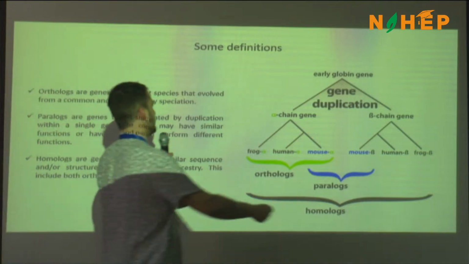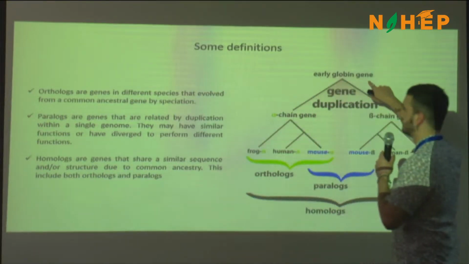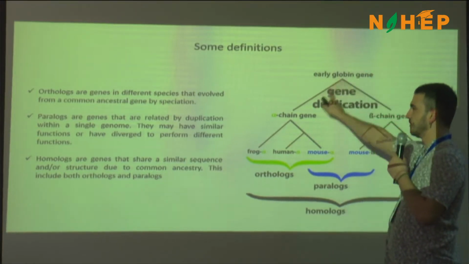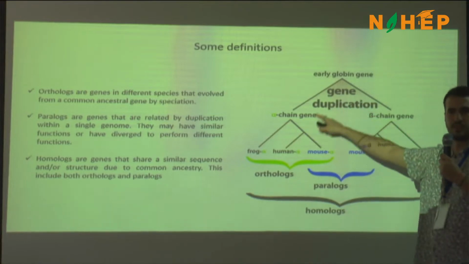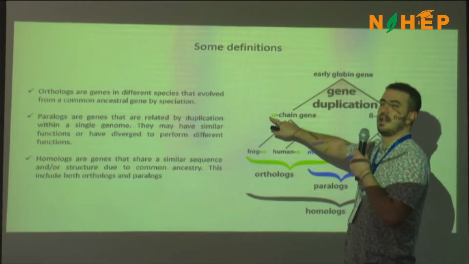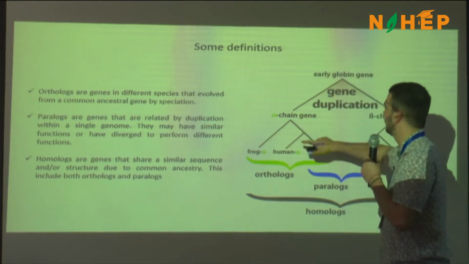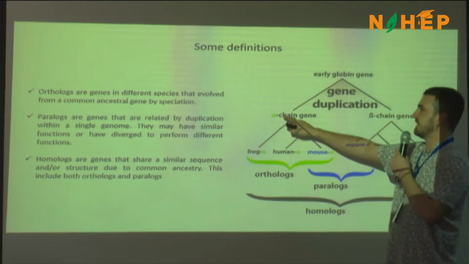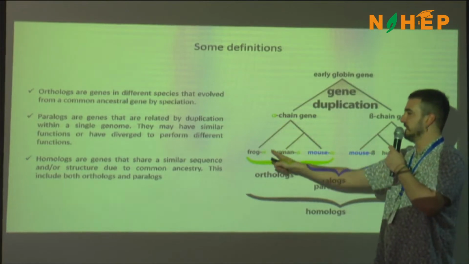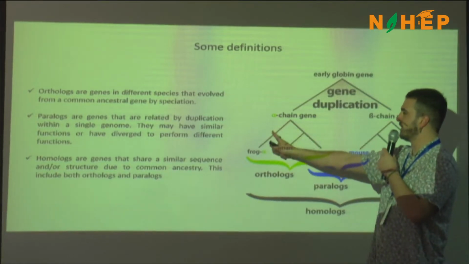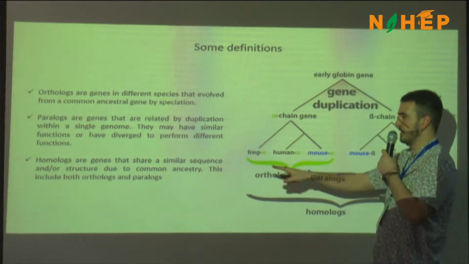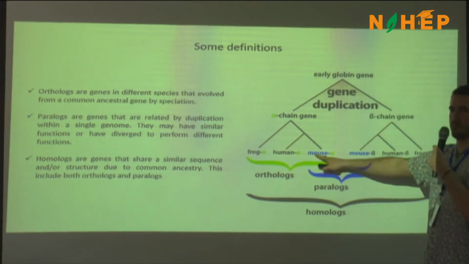So imagine that we have an early globin gene from a really ancestral organism. This gene went through some duplication. And now we have an alpha chain globin gene and a beta chain globin gene. Then, the alpha chain diverged in each organism. So we have an alpha chain gene of the globin gene in frog, one for humans, and one for mouse.